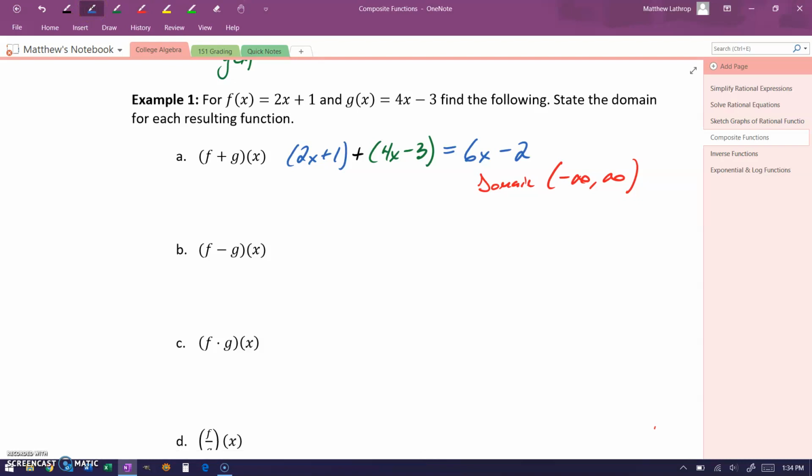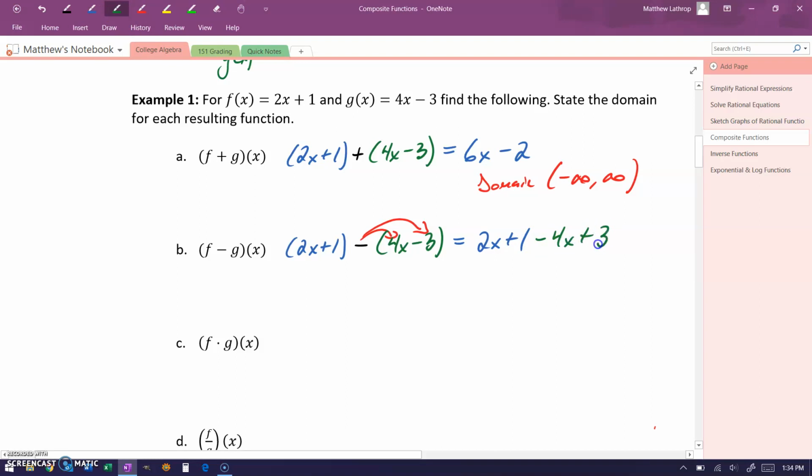We can also look at evaluating f minus g, which would be a very similar setup. In this case, we would have 2x plus 1, but now we would be subtracting that second function, 4x minus 3. Here we need to make sure that that negative gets distributed to every single term in that second function, giving us 2x plus 1 minus 4x plus 3. And then combining our like terms, we would get negative 2x plus 4.